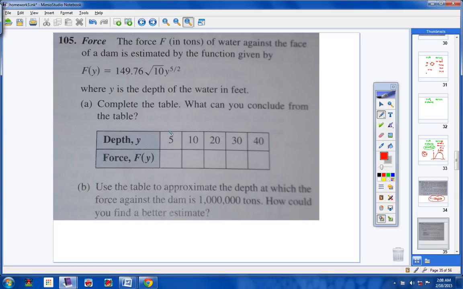So they want you to put a 5 in for Y, then a 10 in for Y, 30 in for Y, 40 in for Y. To be honest with you guys, if I were you, I would just simply put a 5 in for Y right here, and with my calculator, I would take 5 to the 5/2 power, enter, times the square root of 10, enter, times 149.76, enter. And if you do all of that correctly, I'm going to give you these values really quick.